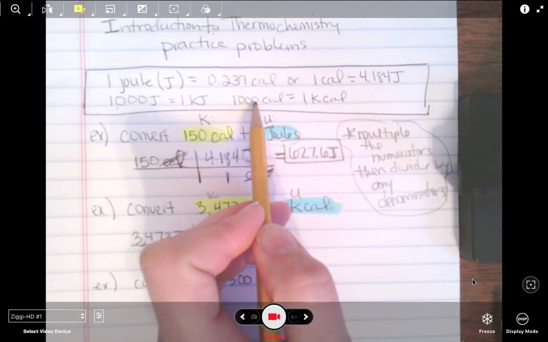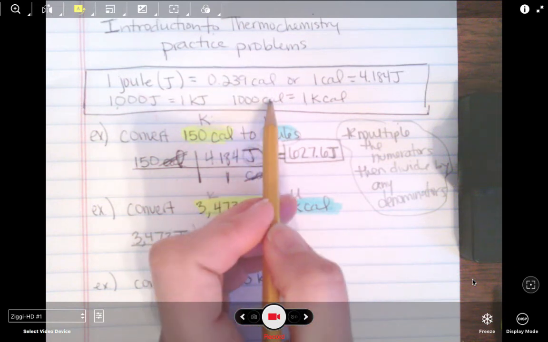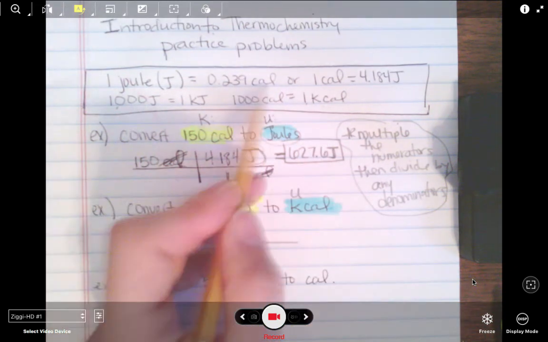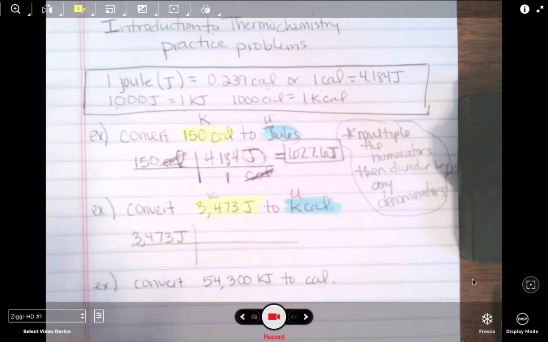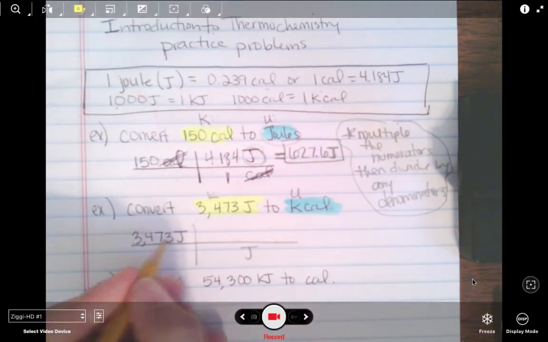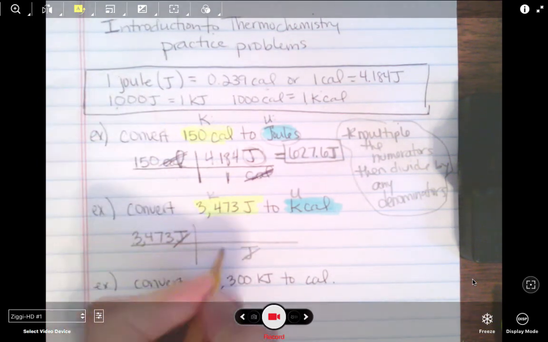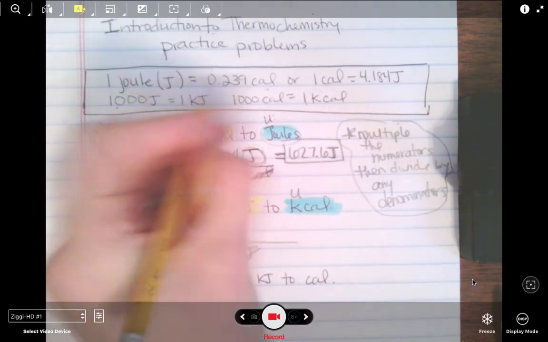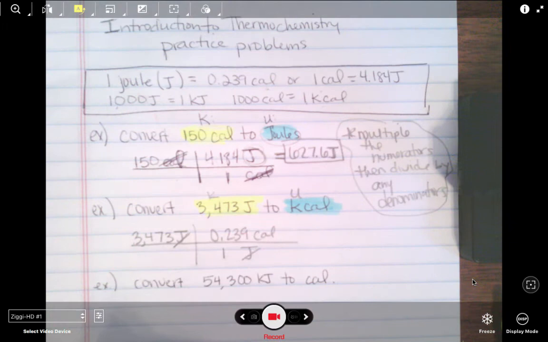And so what I'm going to do is I'm going to first convert from joules to calories and then convert from calories to kcal. So I'll use this first equation in that 1 joule equals 0.239 calories. I could use this one, but I'm going to use this one just to mix it up. So I know that I need joules in the denominator so that those two units cancel out. And I know that 1 joule is equal to 0.239 calories. So you put the other unit on top with its value.